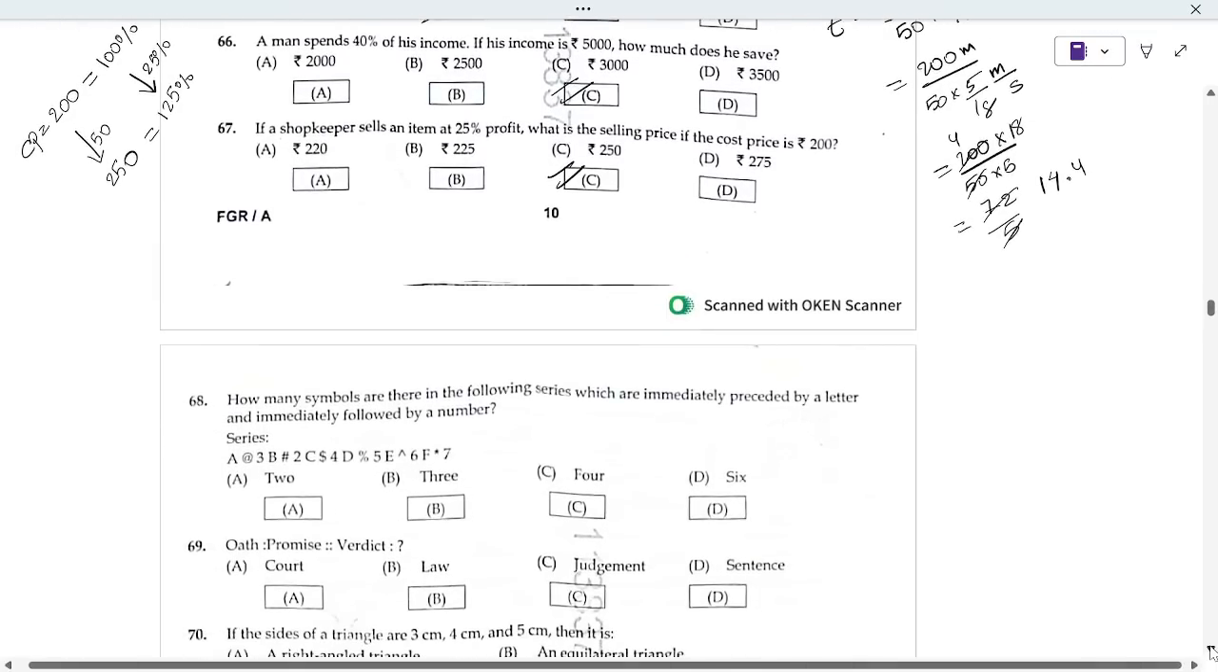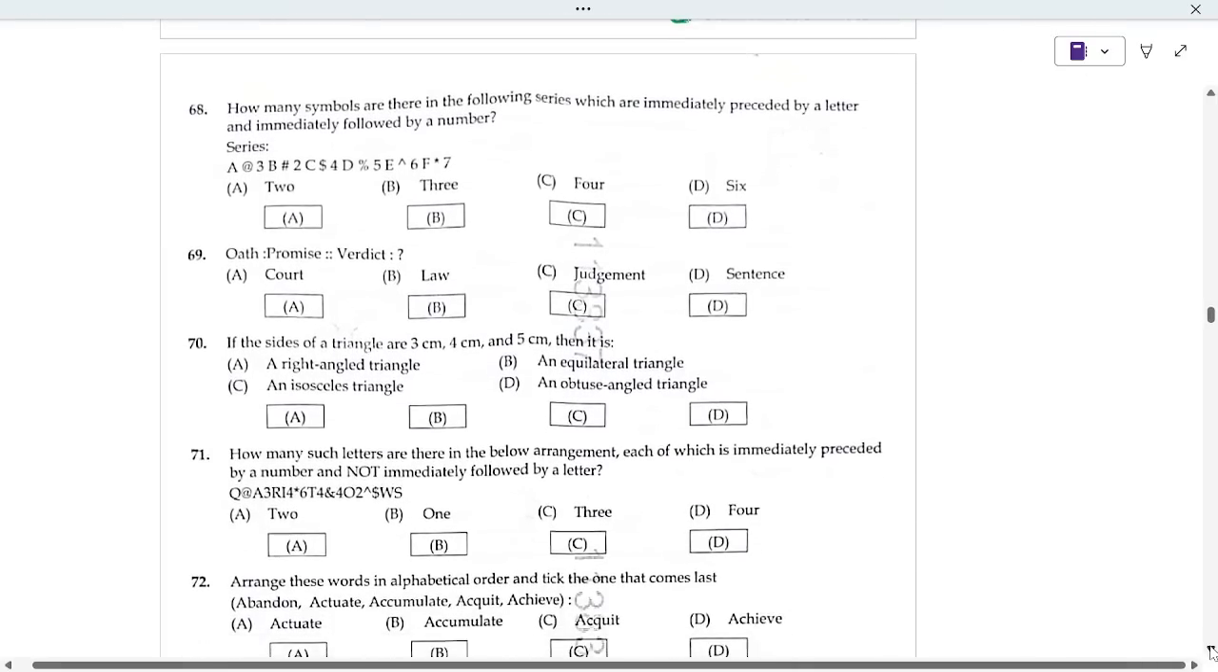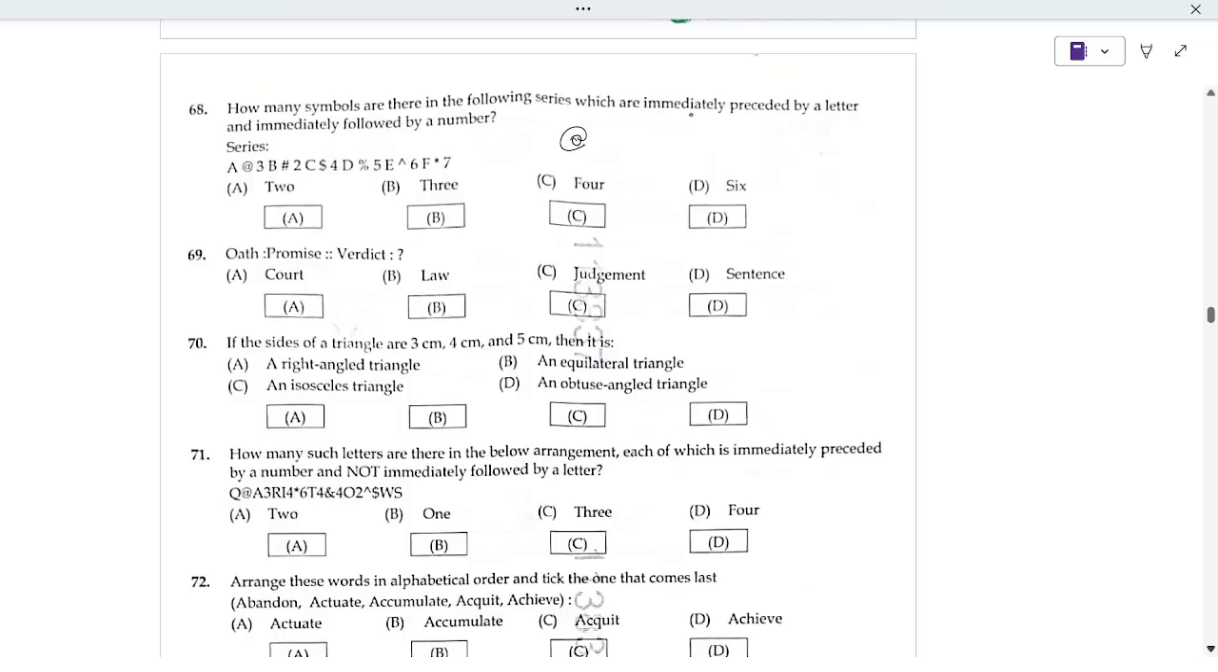Alright, this is again from the alphanumeric series. Let's check. They're asking us to find how many symbols are immediately preceded by a letter, any letter, let's say A, and immediately followed by a number. So letter, symbol, number: 1, 2, 3, 4, 5, 6. That means 6 is there. 6 is the answer. So this becomes classification. That means judgment is the answer. Verdict is what? Judgment. Next one is what? 70.